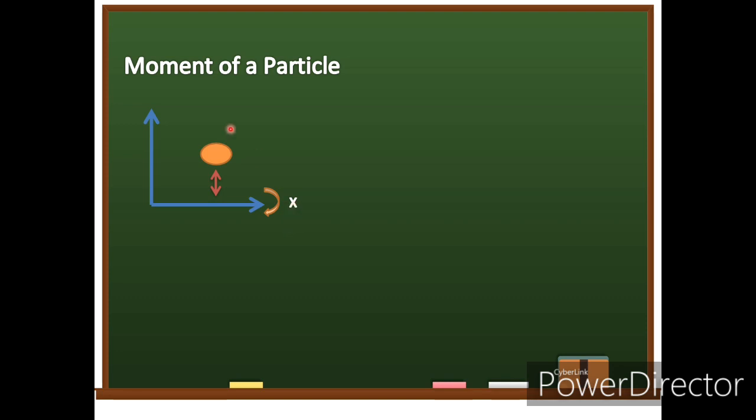So the distance of a particle in terms of the x-axis is that the particle is y units away from our x-axis. So m sub x is the product of m and y.